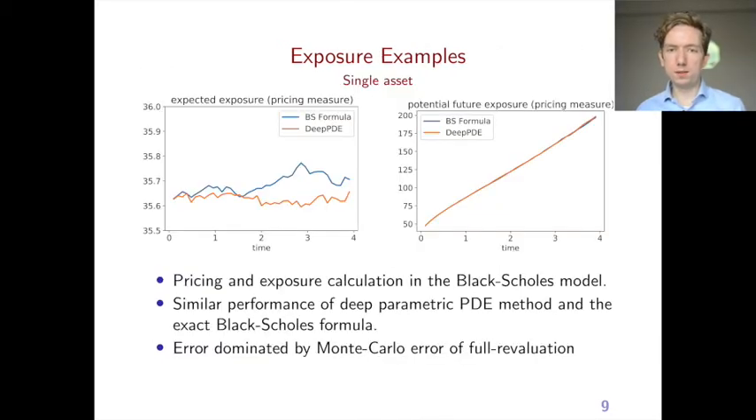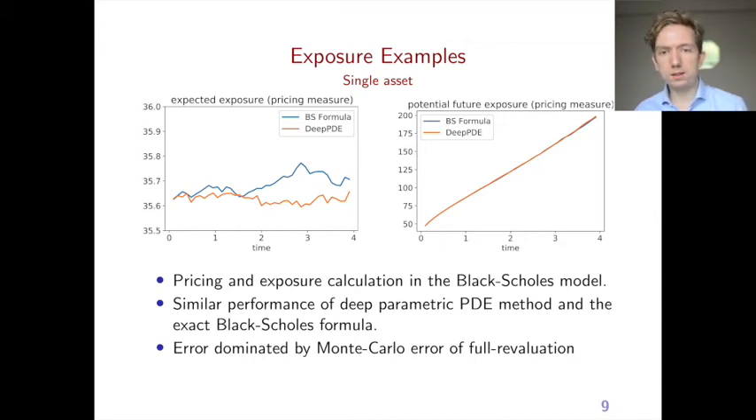The results for the simplest case, for a single asset option, are shown on this slide. This case is only to evaluate the accuracy of the deep parametric PDE method, as we can compare our method to the exact Black-Scholes formula. In the two plots, we see the expected exposure on the left and the potential future exposure on the right, both calculated with the deep parametric PDE method and with the exact Black-Scholes formula.